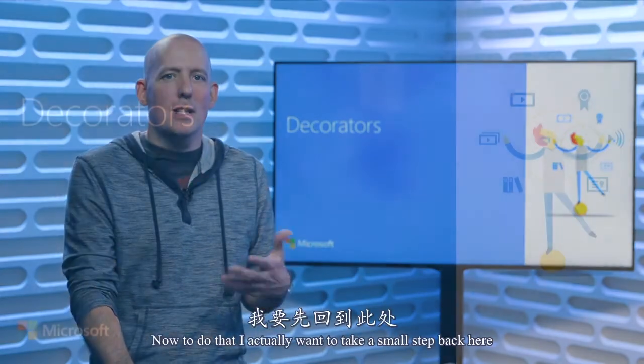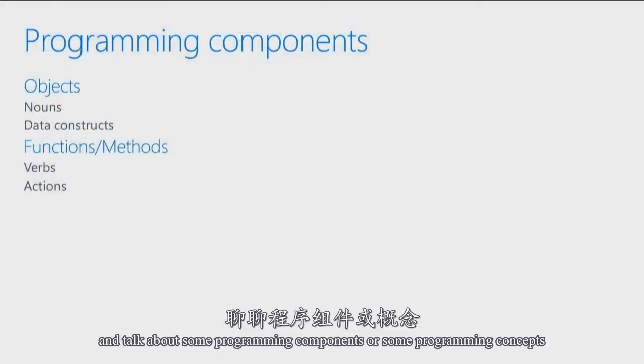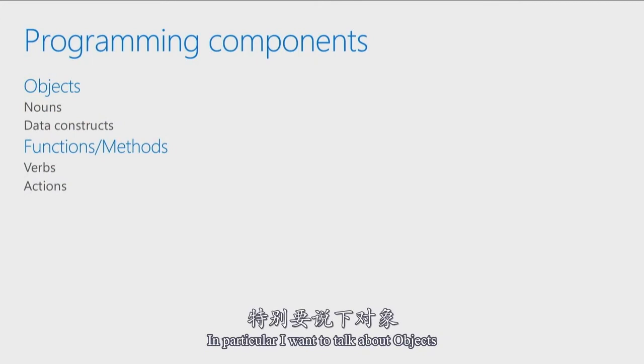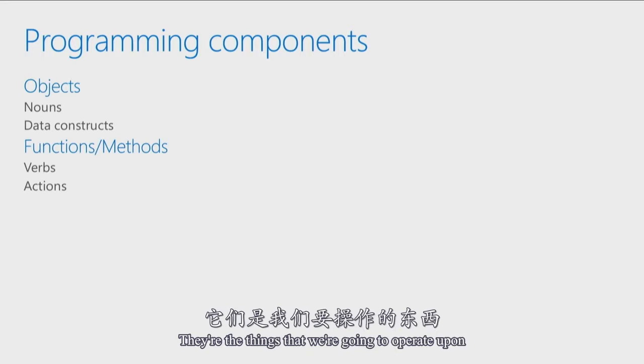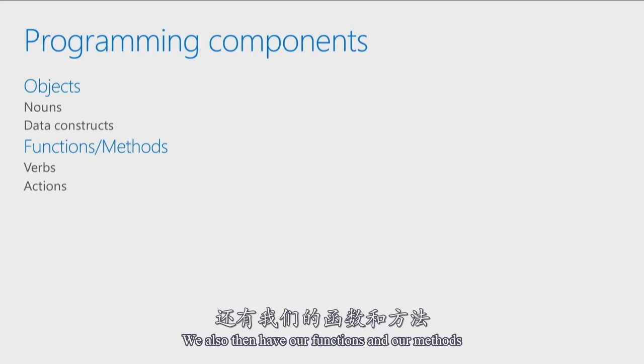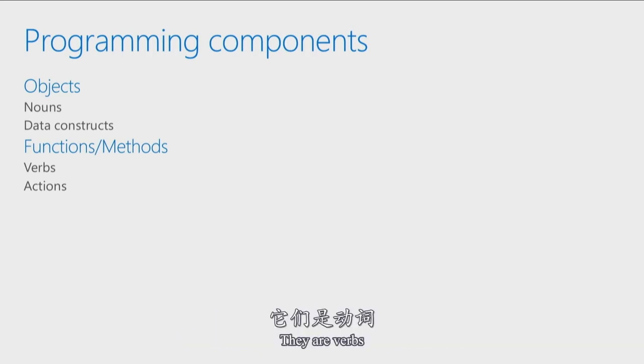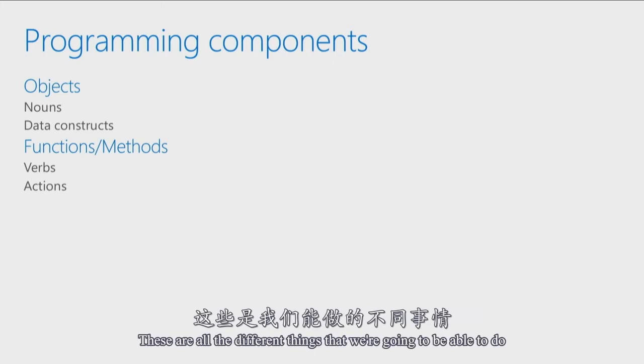Now to do that, I actually want to take a small step back here and talk about some programming components or some programming concepts. In particular, I want to talk about objects and then functions or methods. Objects are nouns. They're data constructs. They're the what. They're the things that we're going to operate upon. We also then have our functions and our methods. They are verbs, they are actions. These are all the different things that we're going to be able to do.